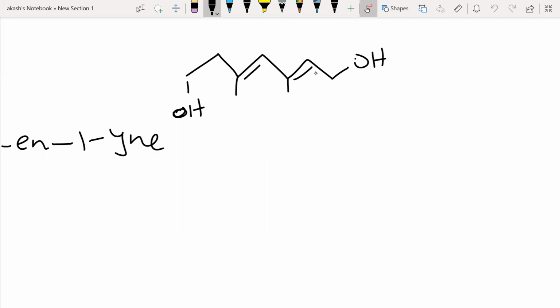No, what are the groups you have? You have OH. Other than that, what do you have? N. En. Okay, double bond. You have a double bond, right? So double bond has the next priority. Okay, so where should we start numbering from?